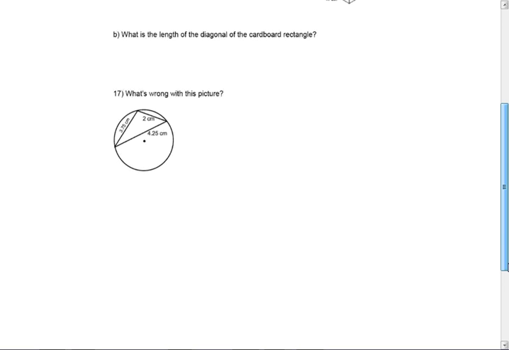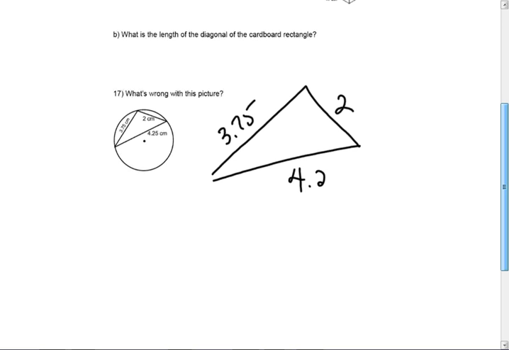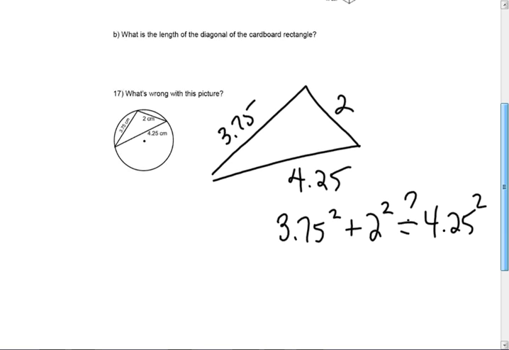Well, you know what I did? Because the whole unit is about Pythagorean theorem, I said, I'm going to make it bigger. I am going to see if this is a right triangle, because I didn't know what else to do. So 3.75 squared plus 2 squared, is that equal to 4.25 squared? No. Actually, it is. I need a calculator. So I got my calculator out and I did it. Yeah, it's true. So this is a right triangle.